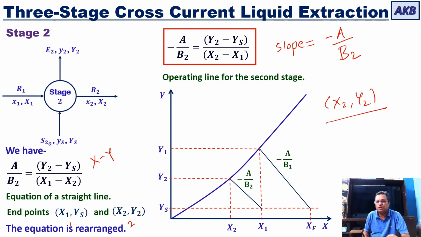Now we will move on to stage number 3. So let us do that. So now you have operating line for stage 1, operating line for stage 2. At the end of our calculations for stage 2, we now know the values of capital X2 and capital Y2.